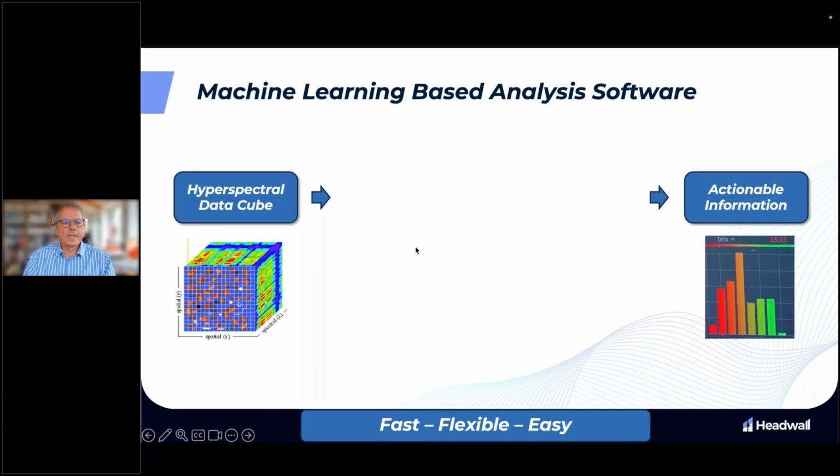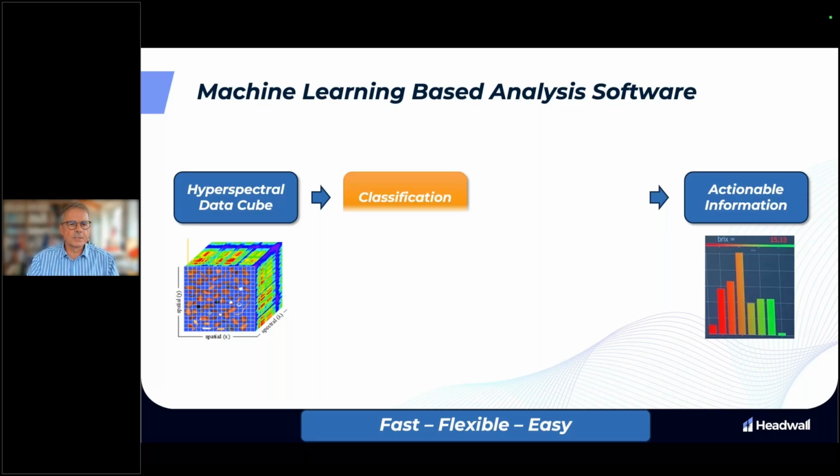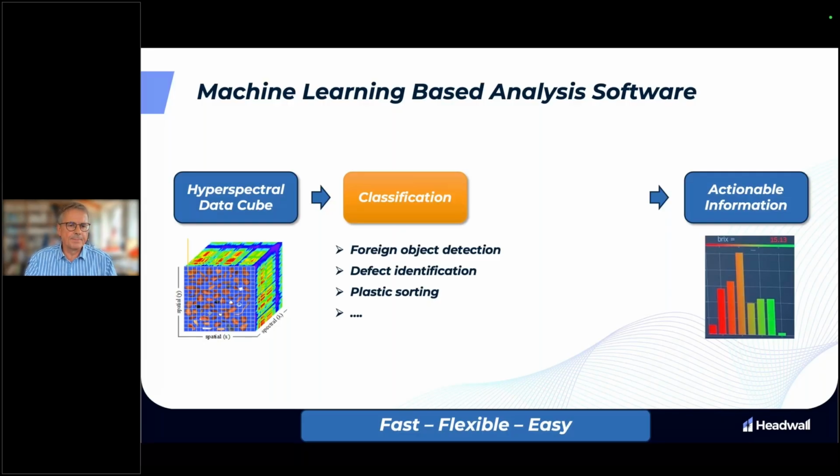But how do we make actionable information out of that in an industrial application? Well, in order to do that, we have machine learning-based analysis software like that developed by our daughter companies, Perclass and EVK. This is essentially a two-step process, where in the first step we do a classification. For example, foreign object detection, differentiating between the substance of choice and anything that is not the substance of choice. Or defect identification. Are there any bruises on the apple? A typical defect. Or in a recycling application, differentiating between different types of plastics.